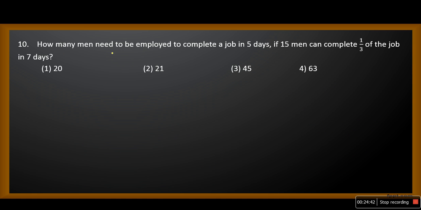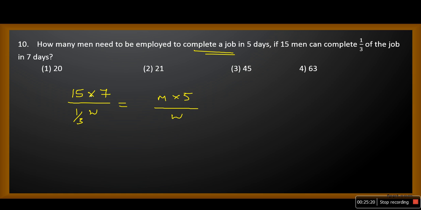How many men need to be employed to complete a job in 5 days if 15 men can complete 1/3 of the job in 7 days? Simple. M1 D1 by W1. So M1 is 15 men, D1 how many days? 7 days. Work is 1/3 of W. The work has to be completed in how many days? He said 5 days. How many men are required to complete the job? Now I have to take W. We're assuming the total work as W.